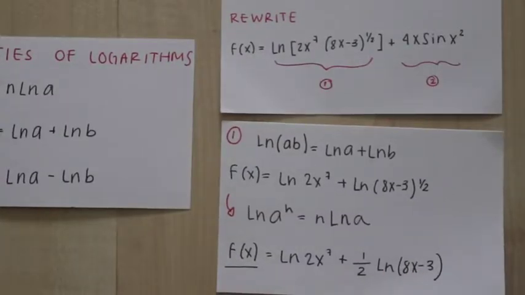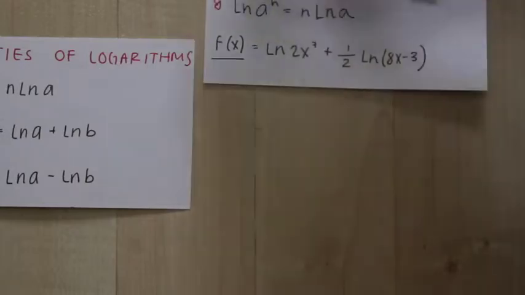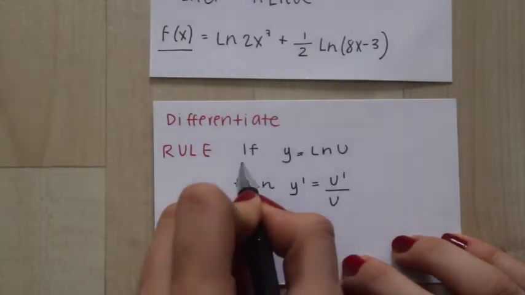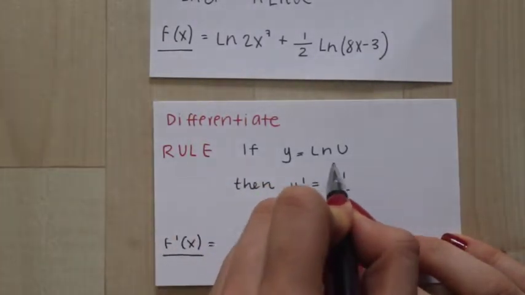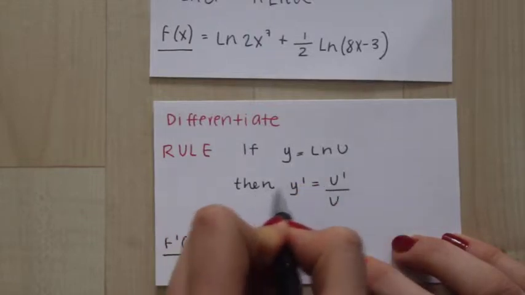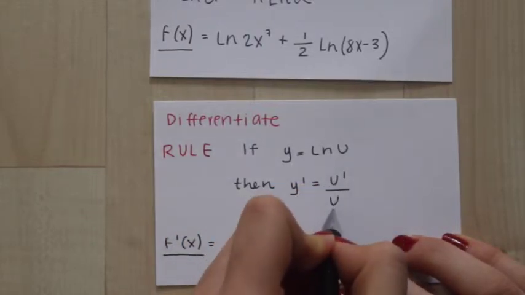So with this new function, we can now differentiate it. The rule to have the derivative of a logarithmic function is knowing that y prime is equal to u prime over u, considering u as a copy-paste of the function.